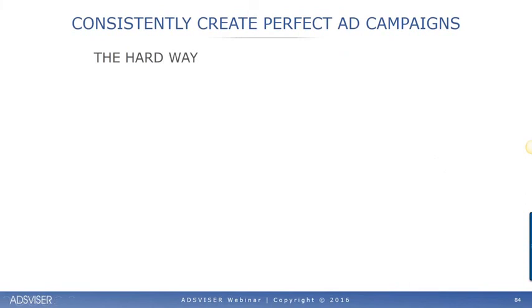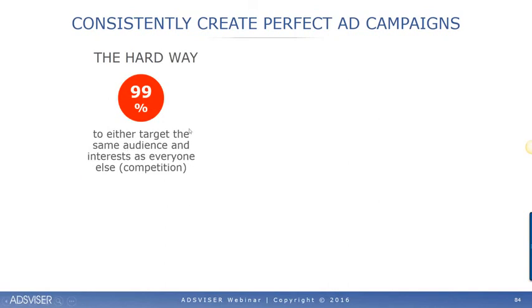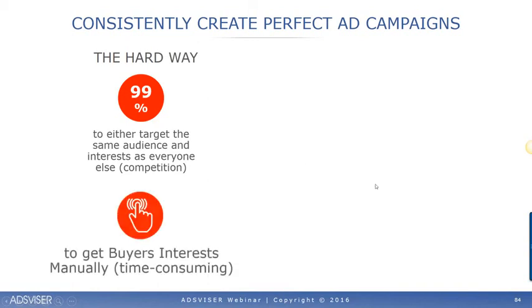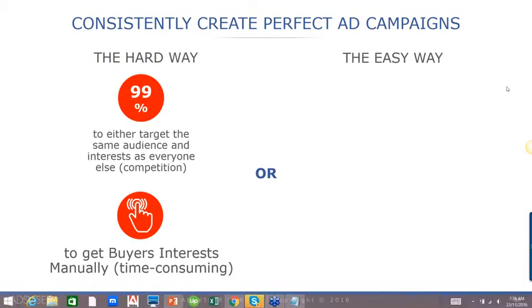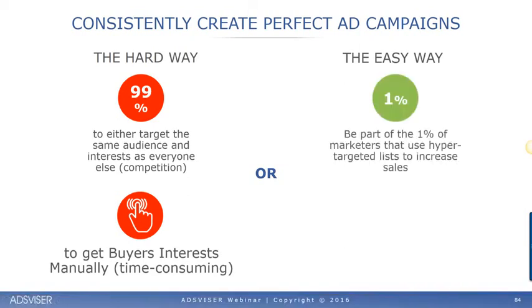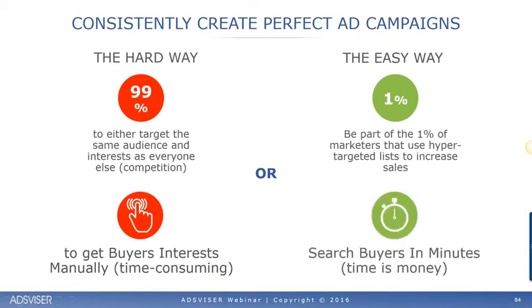And yes, you can choose the hard way to do it manually. So you can be in the 99%, which means you either target the same audience as everyone else is using, and get buyers' interests manually, which is very, very time consuming. Or you can do it the easy way, guys. And yes, there are videos contained within Adsviser that will show you how to use it. The easy way is to be part of the 1% of marketers that use hyper-targeted lists to increase sales. And that's what we want to do. We want to try and find the sweet spot. We want to try and search buyers in minutes.